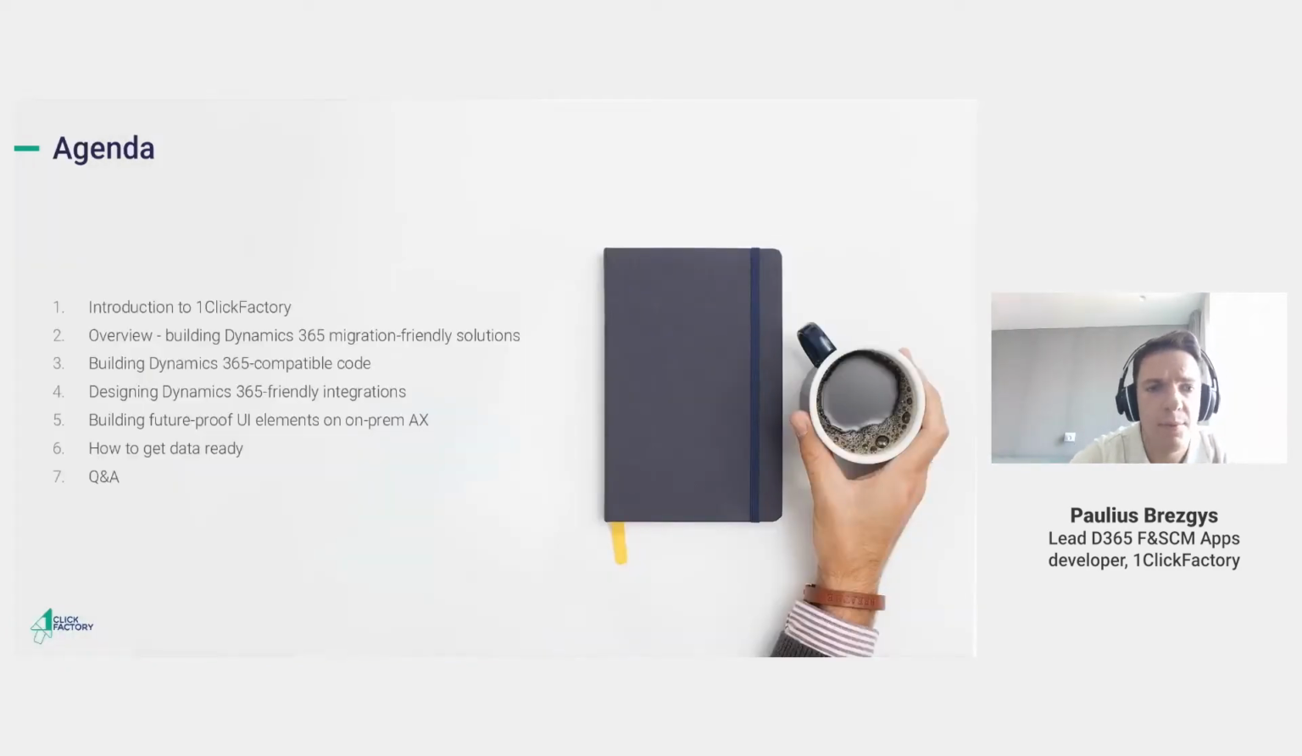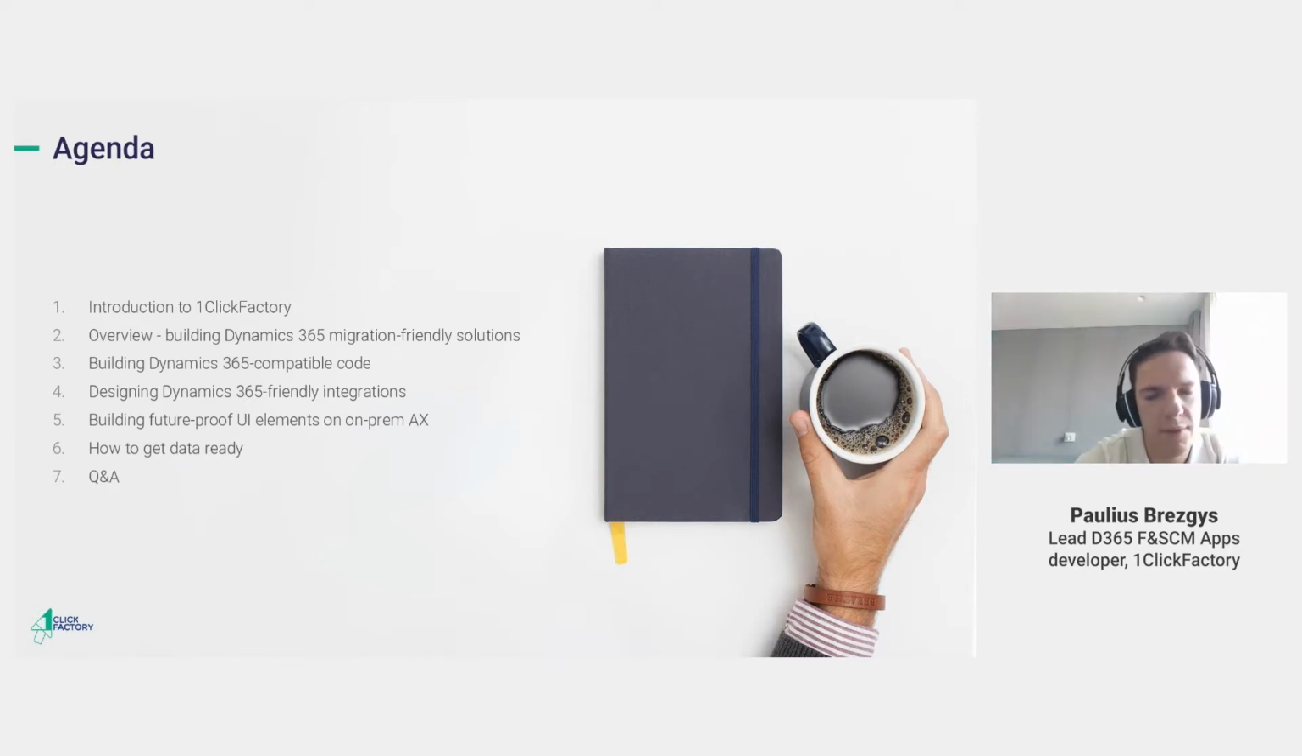So let's have a look at what we're going to talk about today. First of all, we're going to have a quick introduction about One Click Factory, so for the participants who don't know us yet, we'll share a bit what kind of company we are and where we are coming from, and then I'm going to go straight to the main topic. First of all, I'm going to give an overview why it's still important to code Microsoft Dynamics AX on-prem versions, and generally how you can code them to be more Dynamics 365 migration friendly.